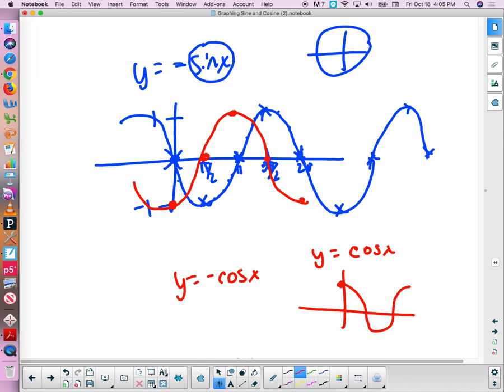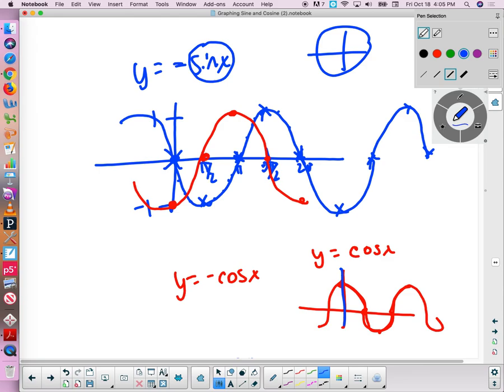Starts out high, middle, low, middle, back to high, and then it goes over and over again. The period of time it takes it to complete that cycle is 2 pi, unless we have some way to change it and give it a higher frequency.